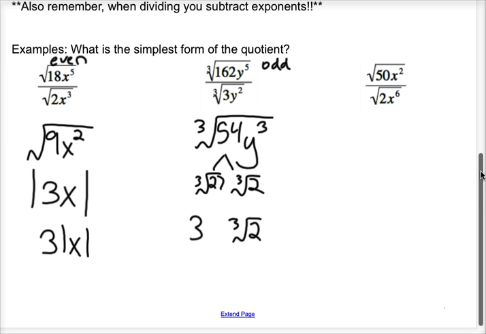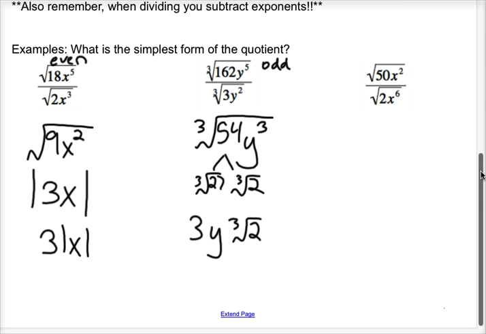Now, that y to the 3, remember, I take my exponent divided by the index. Well, 3 divided by 3 just leaves me the 1 outside. So that is going to be my final answer to this.